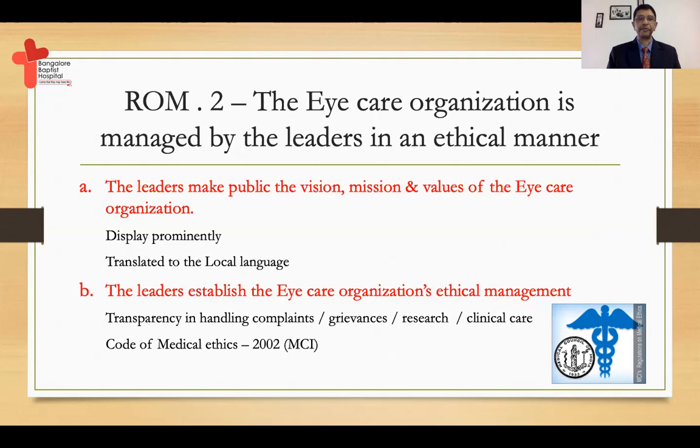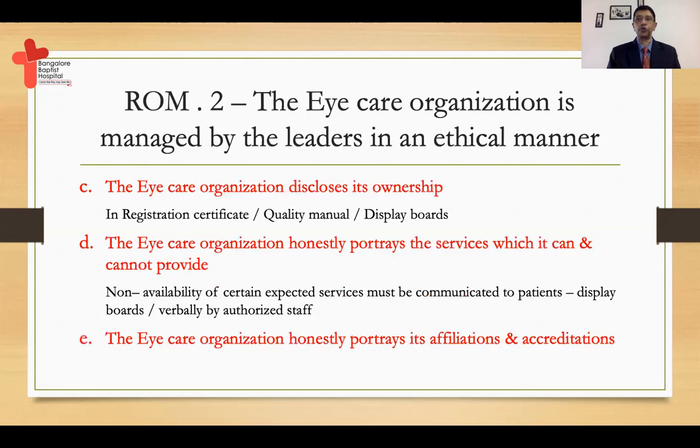ROM 2B. The leaders establish the eye care organization's ethical management. There must be transparency in handling complaints, grievances, research, and clinical care. The Code of Medical Ethics 2002, published by the Medical Council of India, is a good guide to follow. ROM 2C. The eye care organization discloses its ownership. This disclosure can be in its registration certificate, in its quality manual, or on display boards.